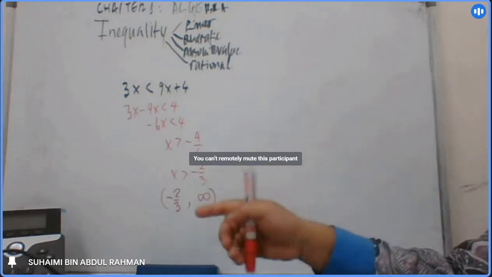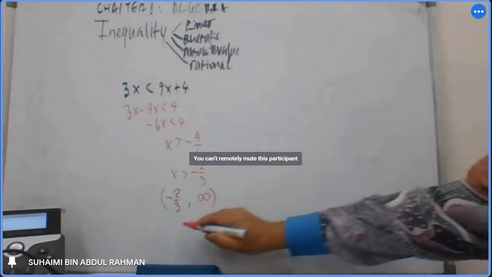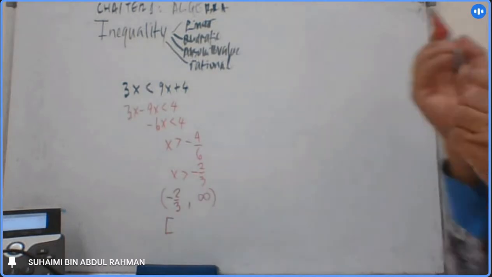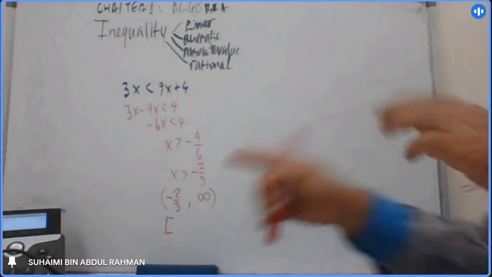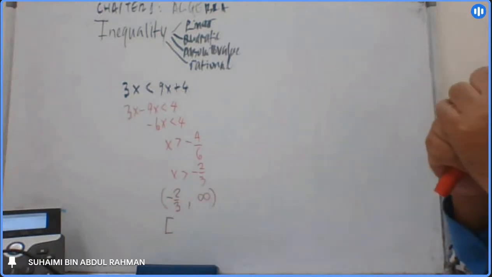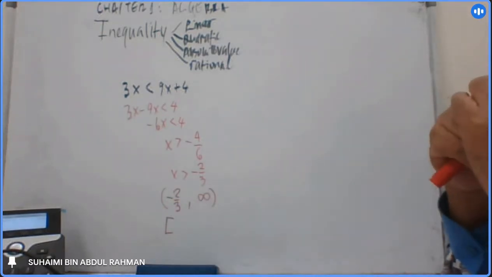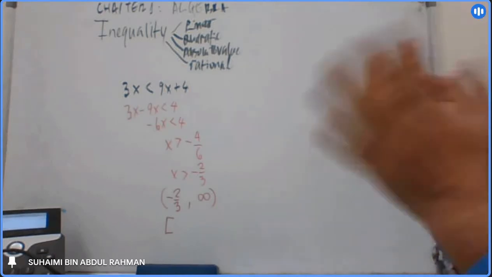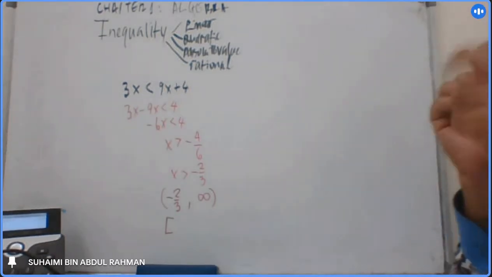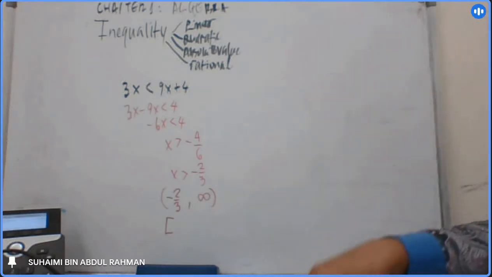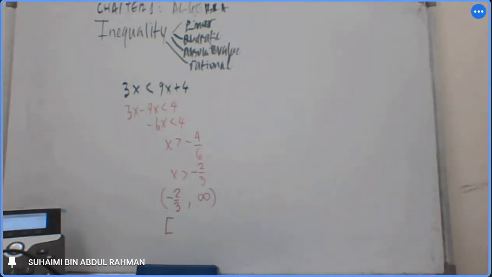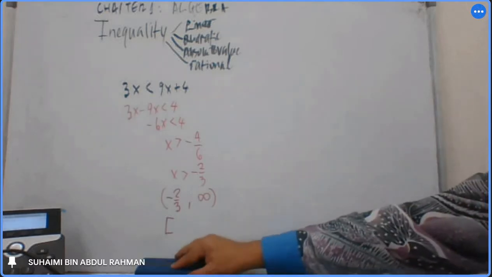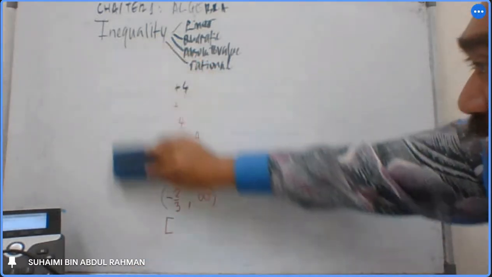If it is including, we need to use this sign. The sign here is the sign of not including. This is the way we want to represent the linear inequality.